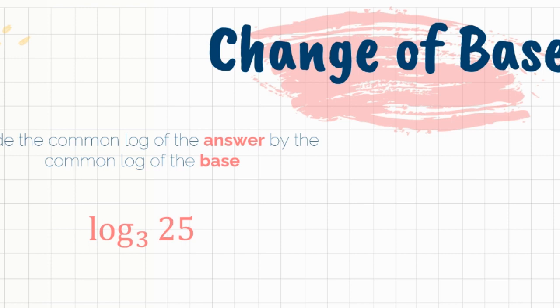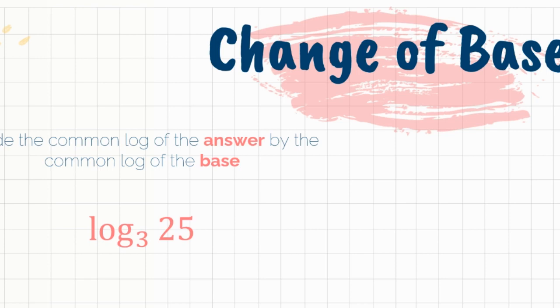One of the things that we do with common logs is we do something called a change of base. Any log, whether it's base 10 or not, any log can be written as a common log by changing the base. We're going to do that by dividing the log of the answer by the log of the base. So log base 3 of 25, we cannot evaluate this with a calculator. There's no way to put in a log base 3. The only kind of log we can evaluate with a calculator is a common log.